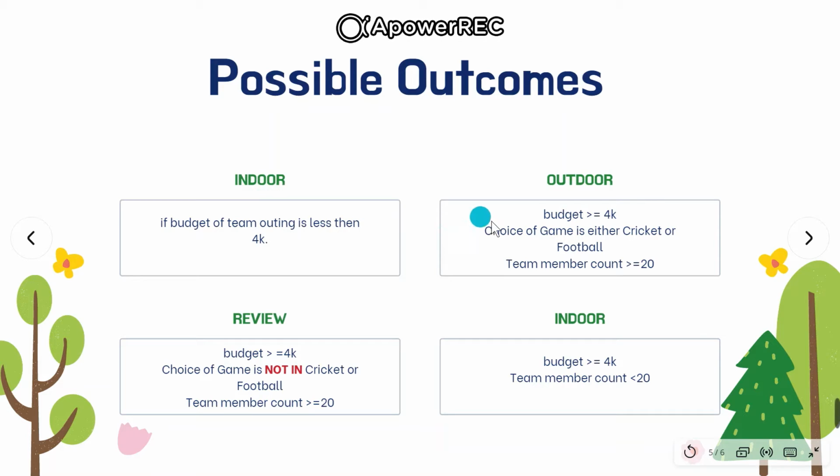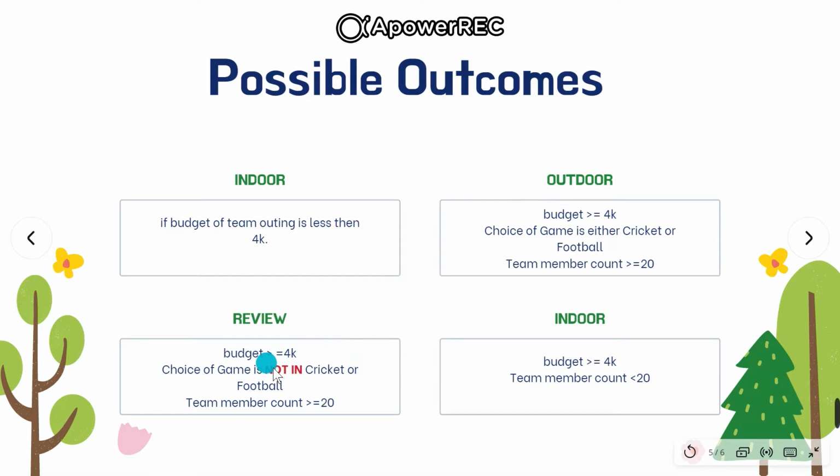And the second case is budget is greater than or equal to 4k, and choice of game is either cricket or football, which suits the outdoor activity. And if the team count is greater than or equal to 20, we are going to have a decision as outdoor.